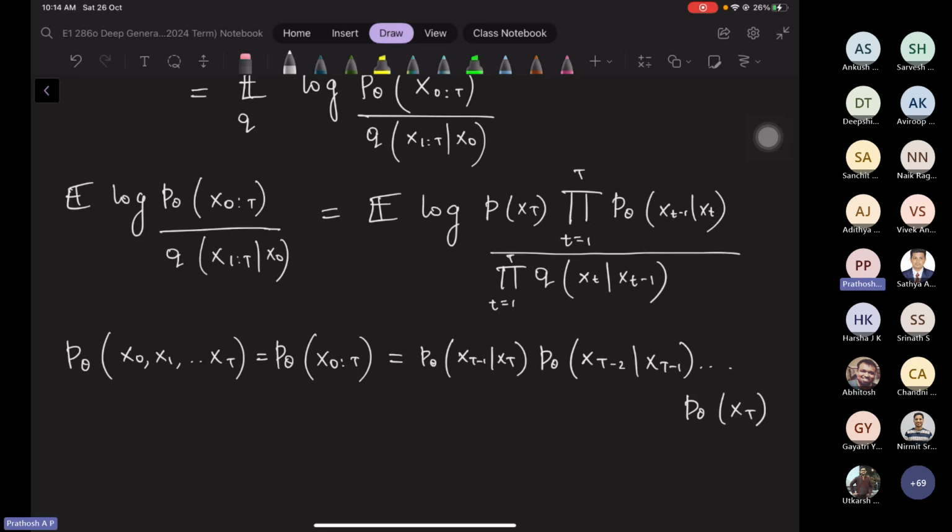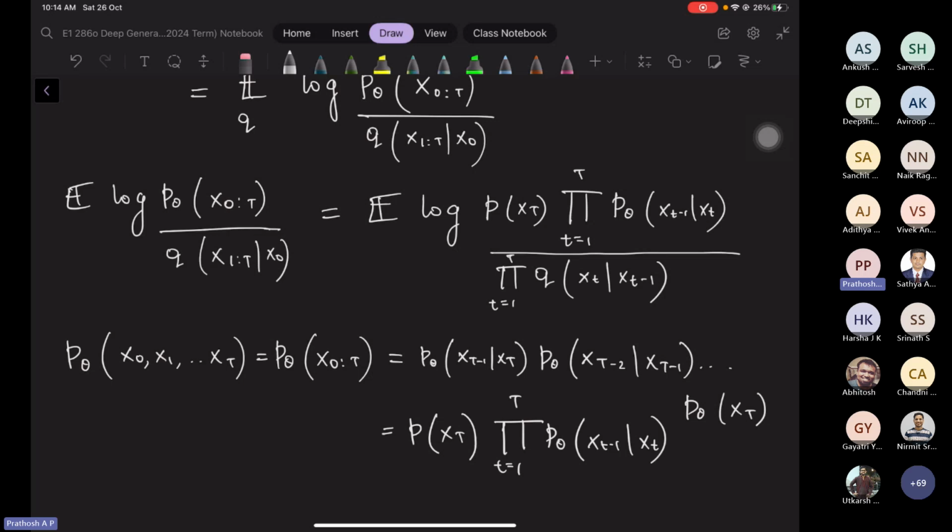This is the chain rule of probability, right? Since the forward process is first order Markovian, the reverse process is also a first order Markovian process, which means that given xt, xt minus 1 is independent of all the other states. That is why we have written it this way. Now this can be represented as p of xt into the product from t equal to 1 to capital T of p theta of xt minus 1 given xt.